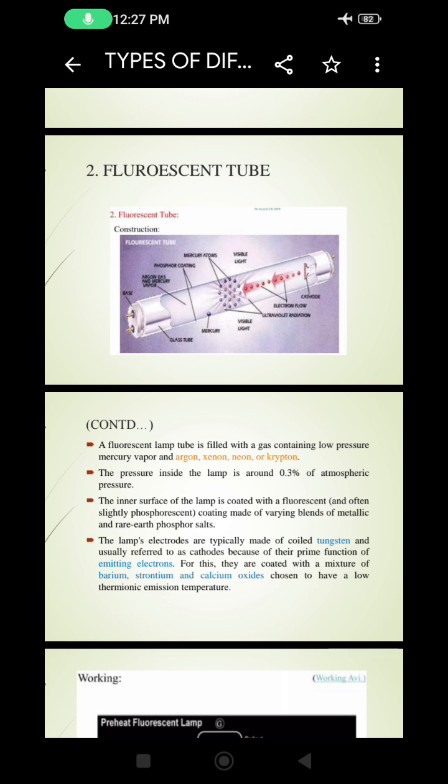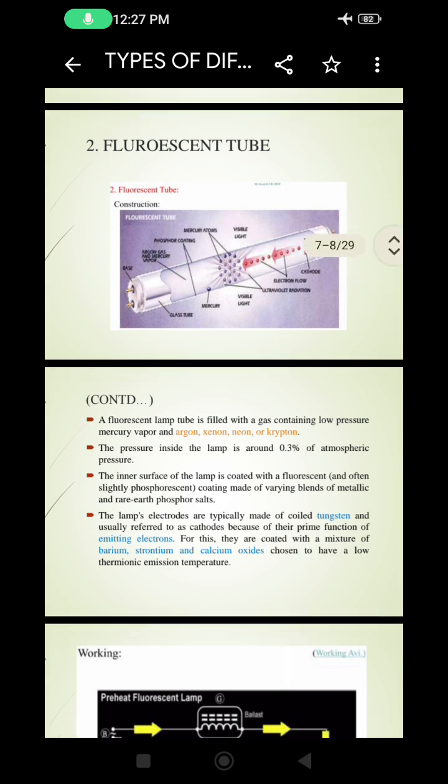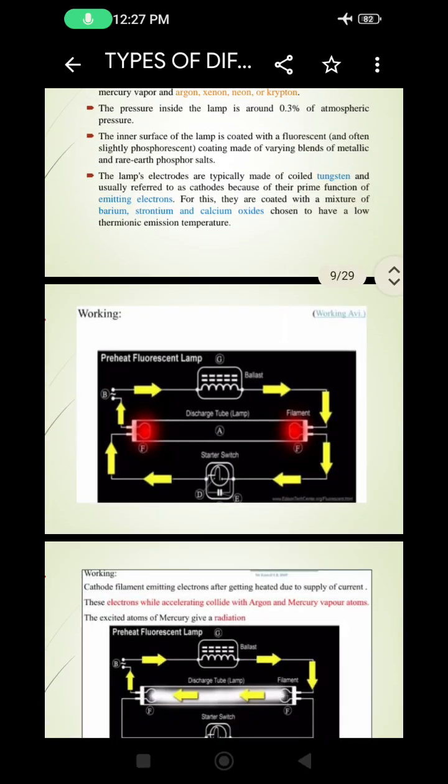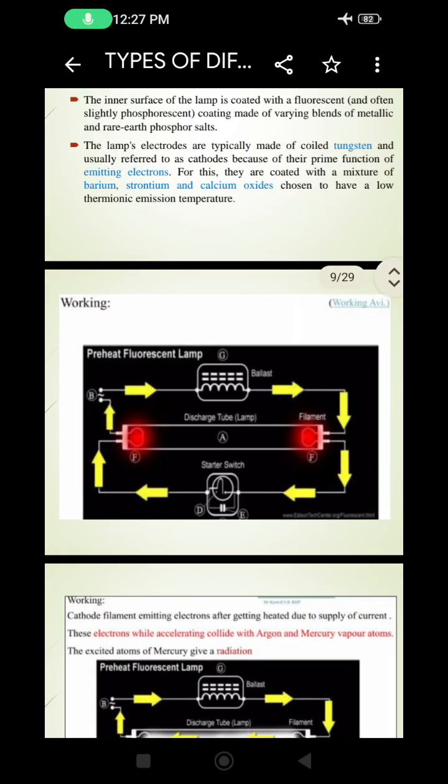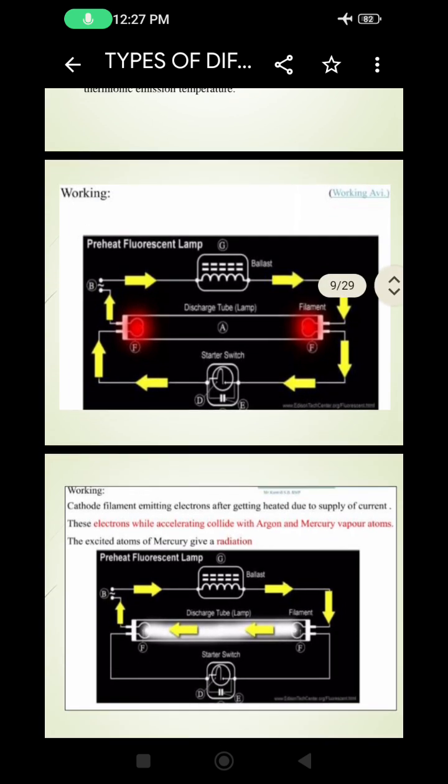The lamp's electrodes are typically made of coiled tungsten and usually referred to as cathodes because their prime function is emitting electrons. For this, they are coated with a mixture of barium, strontium and calcium oxide, chosen to have a low thermionic emission temperature. And this is the working of the fluorescent lamp.